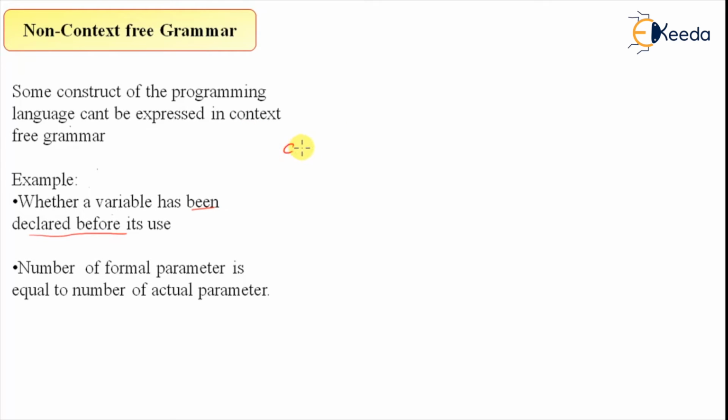This C construct, the first one, whether a variable has been declared before its use, is expressed in terms of sigma equal to {a, b} as the language WCW, where W is an element of sigma star, where sigma is already defined. So WCW is the expression for whether a variable has been declared before its use.